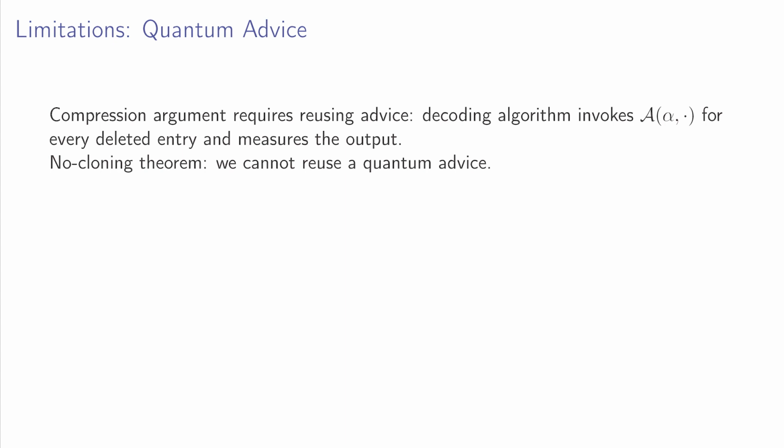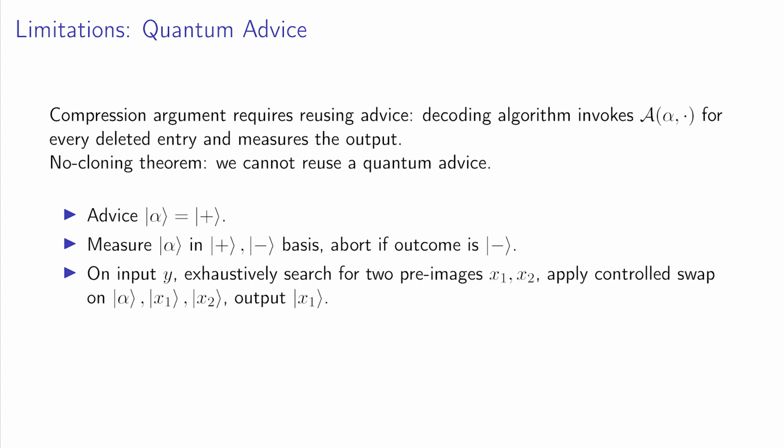To see this problem in our context, consider the following adversary who has prepared simply a plus state as its advice, and he is simply going to use this plus state to do two things. First, he is going to check that the state is not touched. In particular, he is going to measure in the plus-minus basis and check it's still in the plus state.